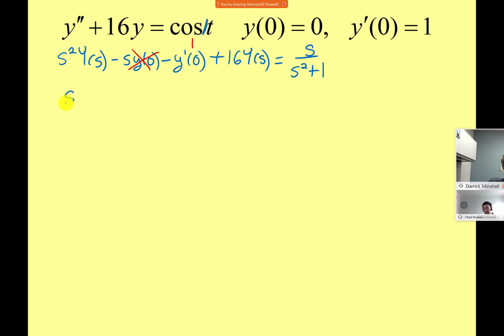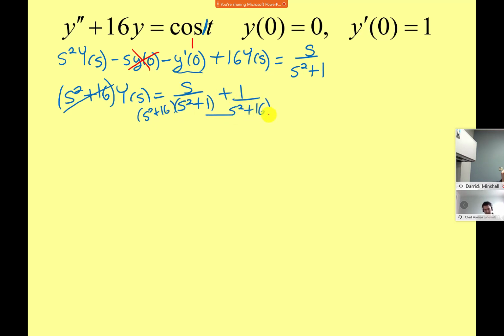Alright, so we're going to get ready to solve it for Y of s. So we're going to factor out the Y of s. So s squared plus 16 times Y of s equals s over s squared plus 1, plus 1. So I had to move that initial value over to the other side. Alright, so now let's divide by the s squared plus 16. I'm going to just cross it off here and write s squared plus 16 right here and s squared plus 16 right there. Alright, so I have solved it for Y of s.